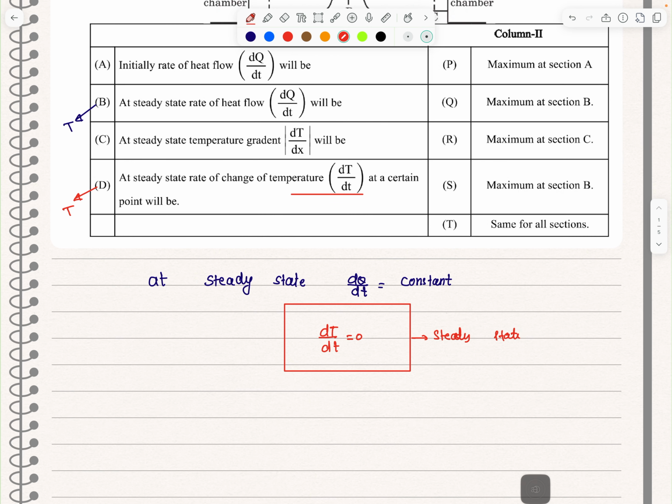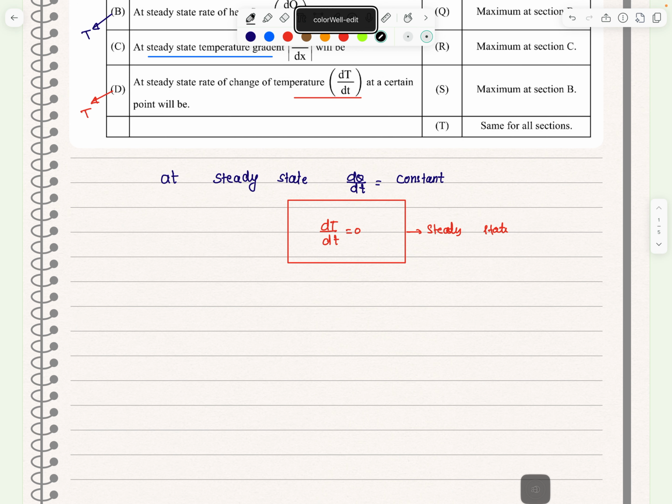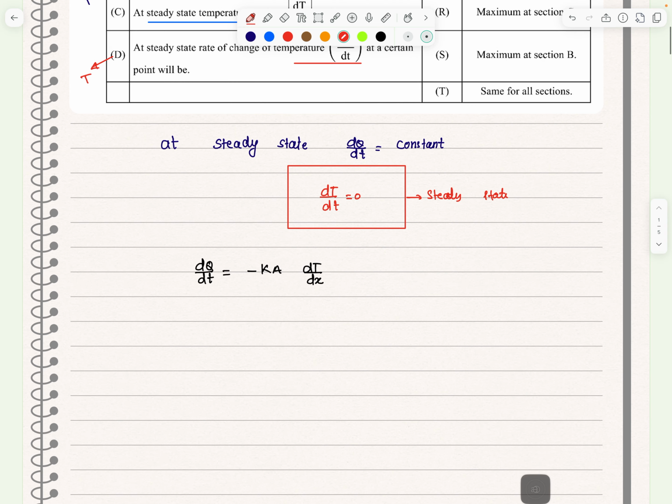Now the second part. The steady state temperature gradient they are asking. We know Fourier's law of heat conduction: rate of heat transfer dq by dt equals minus K A into dT by dx. Correct? We are interested in temperature gradient, so we can write dT by dx. Obviously the temperature gradient will be negative because heat flows from higher temperature to lower temperature. This we can write as q dot divided by K A, yes or no?